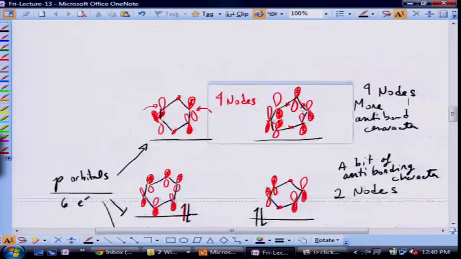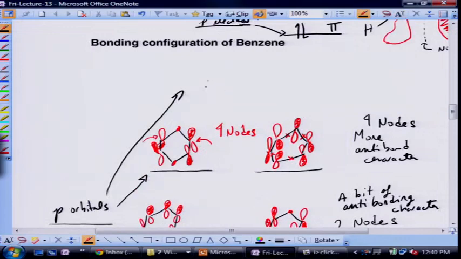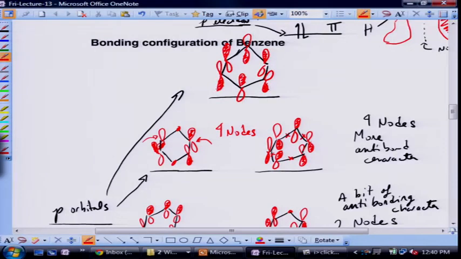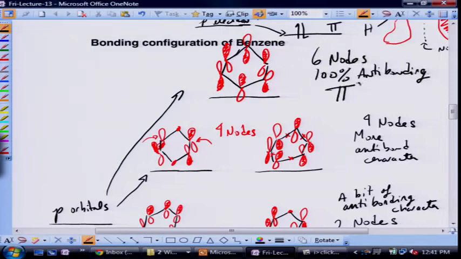So we've gone from, so we're at 4 nodes. We start out 0 nodes, 2 nodes, 4 nodes, and then the top of the energy diagram here. And I'll try to do it as big as I can. Every orbital is out of phase with its neighbor, okay? So how many nodes does that have? 6 nodes. 6 nodes, 100% anti-bonding. Okay? This is 100% pi star.